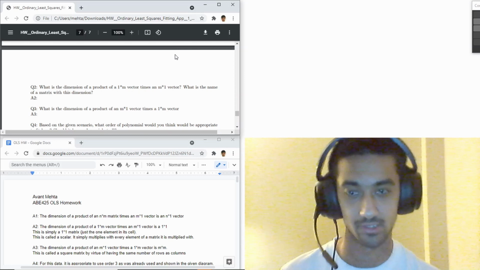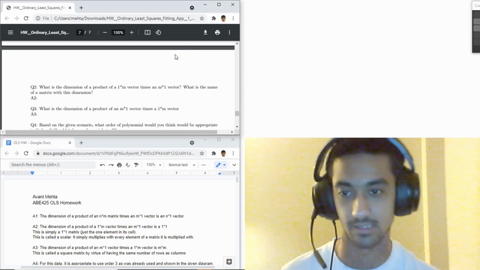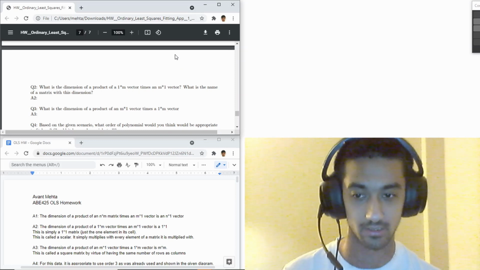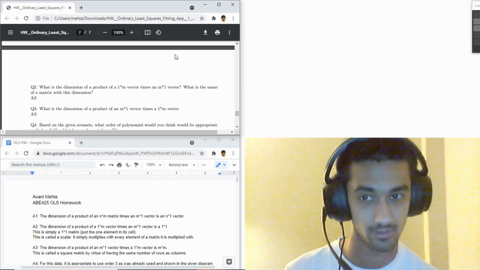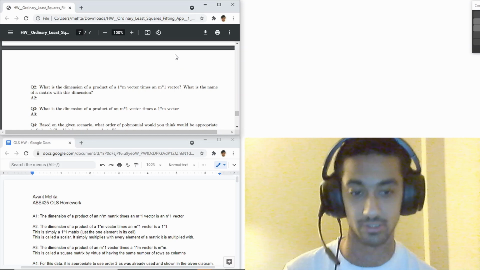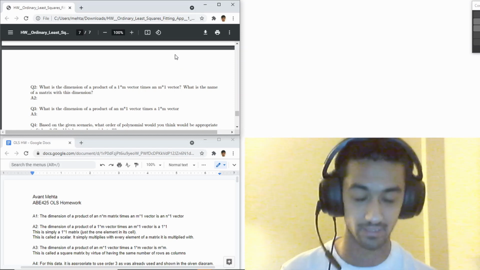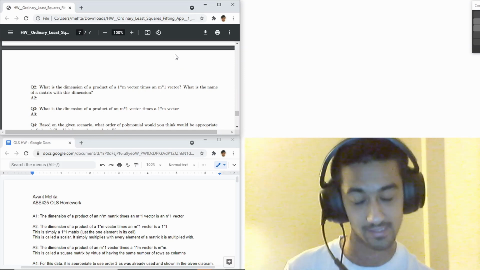And the name of a 1 by 1 matrix is a scalar. But here's the thing, it doesn't really function like a 1 by 1 matrix per se. What it does function like is that you can use that scalar to multiply every value in another matrix that you're going to multiply that scalar with.